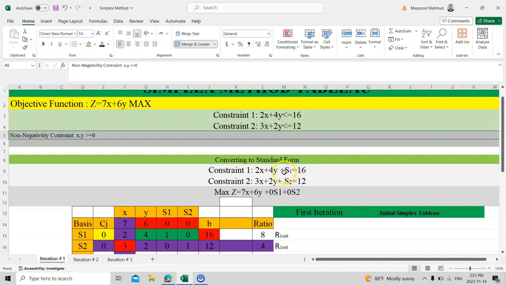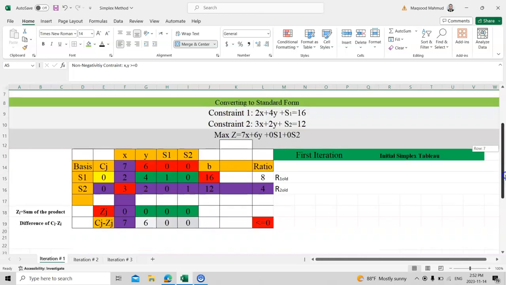So we add plus s1 as a slack value for constraint number one, and for constraint number two we add s2 as a slack value. Similarly, for the objective function we also add a dummy slack value, although it is zero, but for the Tableau method we add 0 s1, which means it will be totally zero, and then 0 s2. So s1 is a slack variable for constraint 1, and s2 is a slack variable for constraint 2.